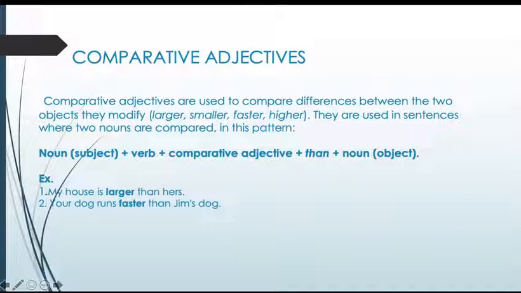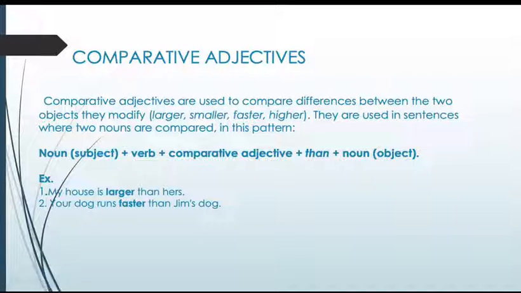What does comparative adjectives mean? Comparative adjectives are used to compare differences between the two objects they modify. They are used in sentences where two nouns are compared. In this form: subject plus verb plus comparative adjective plus than plus object.